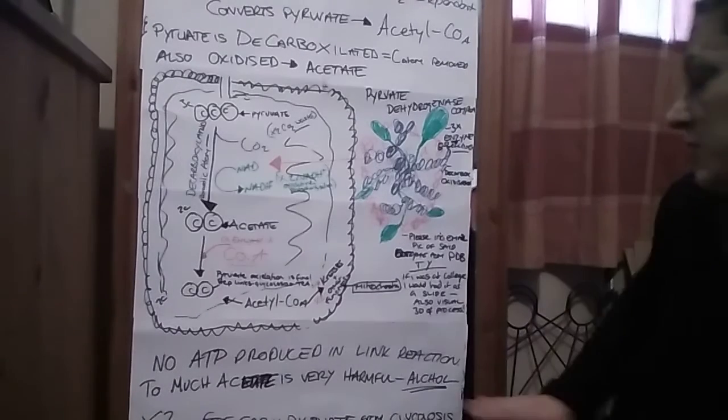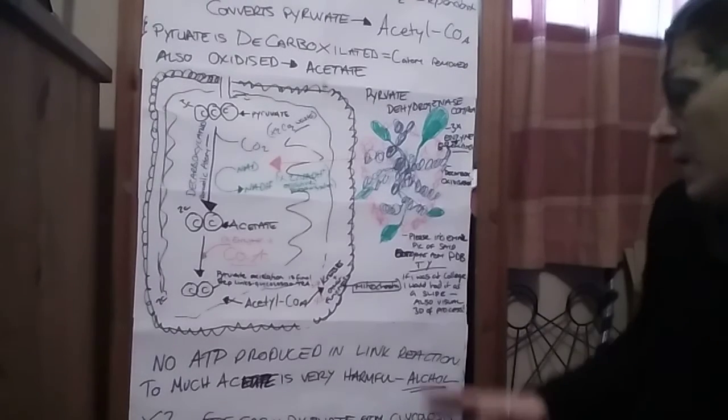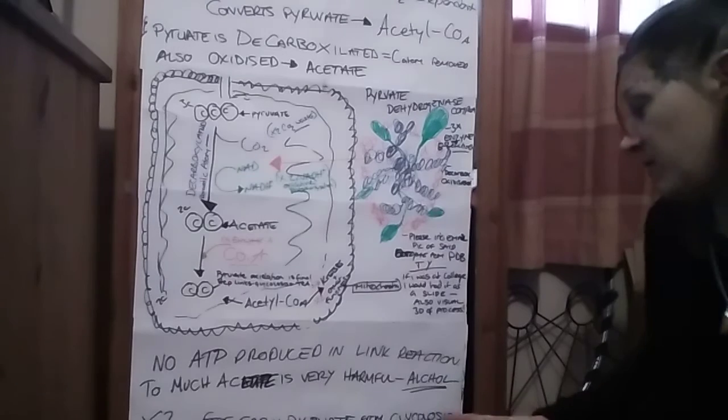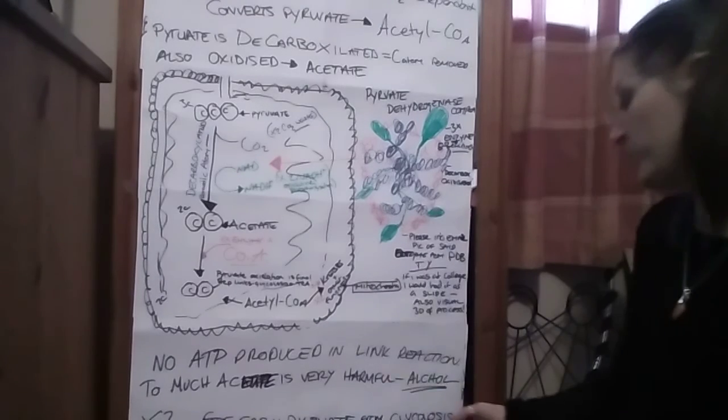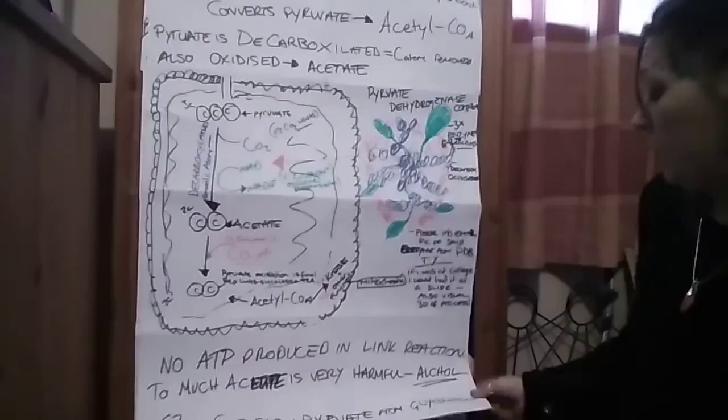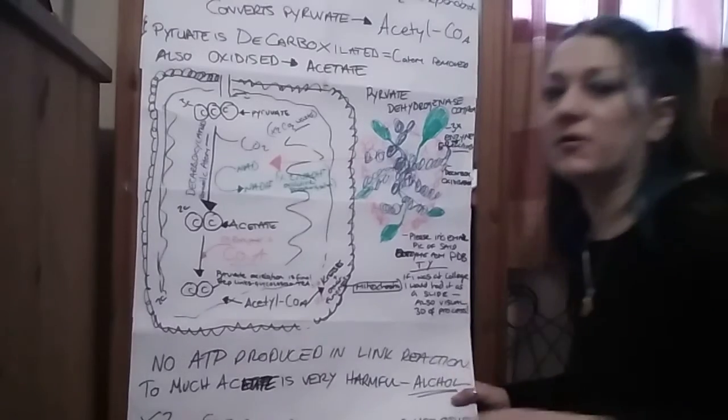No ATP is produced in the link reaction, but too much acetate in this reaction can be very harmful. Again, we're going back to the alcoholic situation here, where other chemicals can be used in these pathways, but sustained use is damaging.